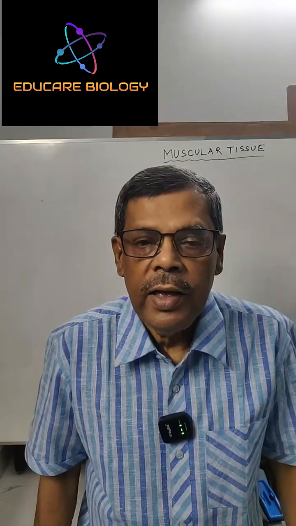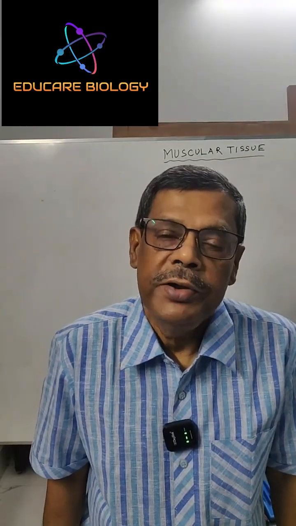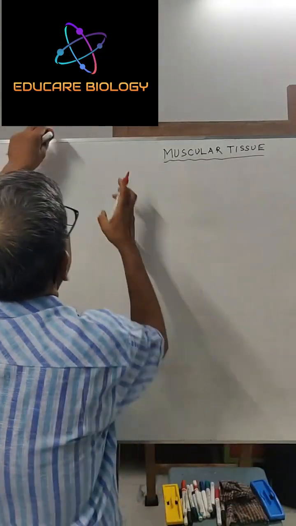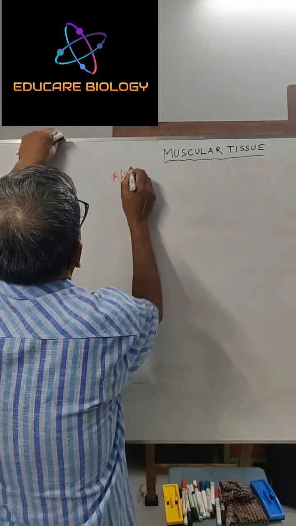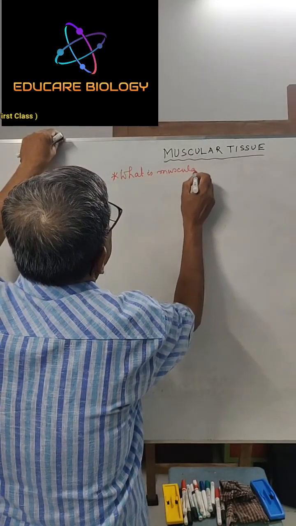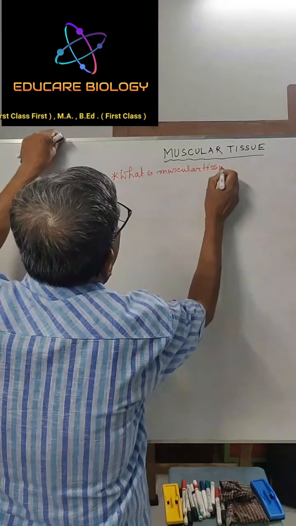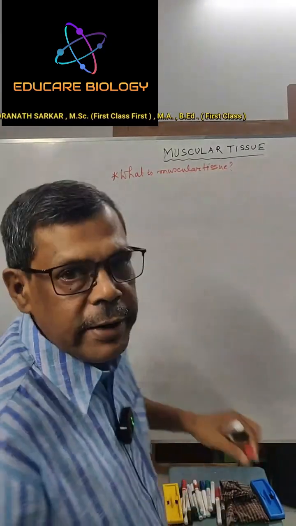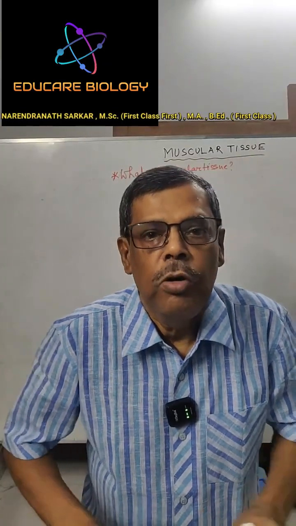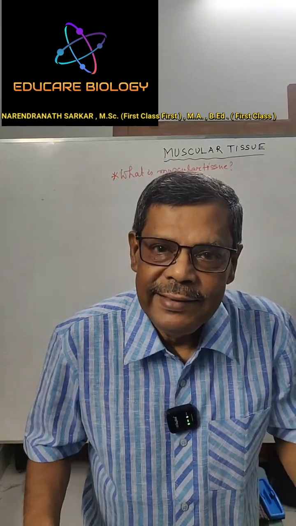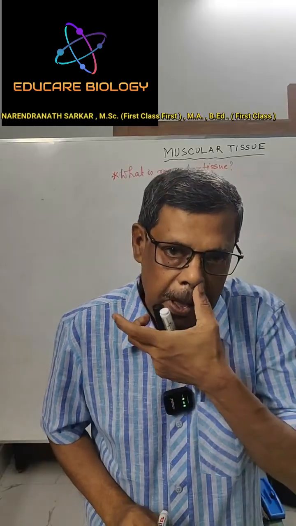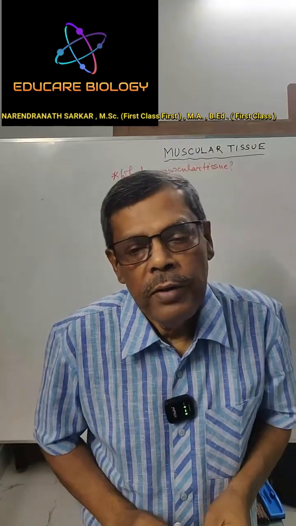Today I will discuss the muscular tissue. First, what is muscular tissue? Muscular tissue may be defined as the tissue which is composed of muscle cells or muscle fibers or myocytes. This tissue is called muscular tissue.